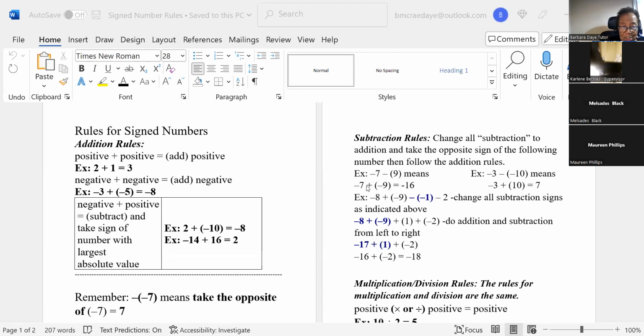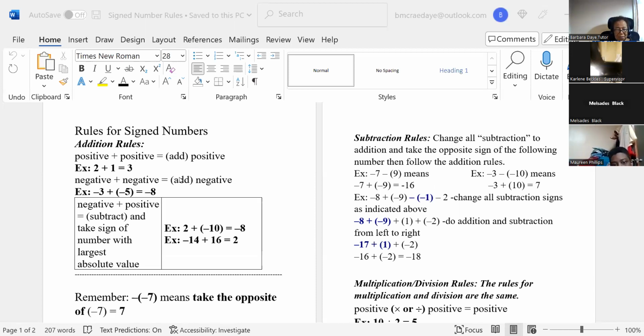Okay. Once you change that to a plus, then you just have your addition rules. And they carry the sign because 9 is a bigger number. No, right here, -9 and -7. Minus minus adds to give you a minus. See, the addition rule is negative plus negative is negative.